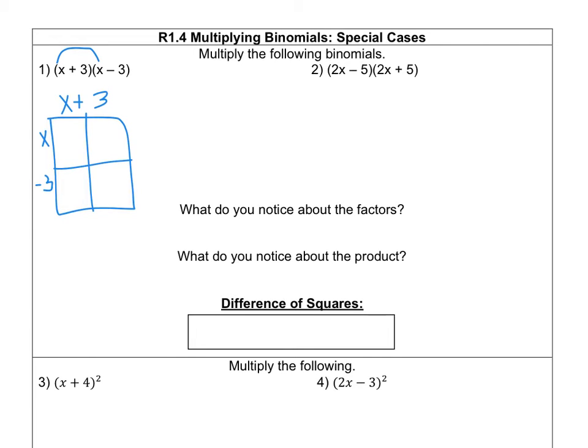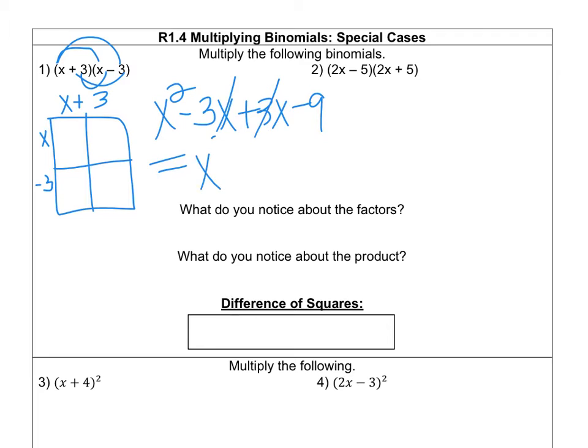So x times x would give you x squared. X times negative 3 is negative 3x. 3 times x is 3x. And then 3 times negative 3 is negative 9. So whenever you combine your like terms, what happens to the middle term, the x terms? I've got a negative 3x and a positive 3x. Well, they should cancel. So I would just be left with x squared minus 9.